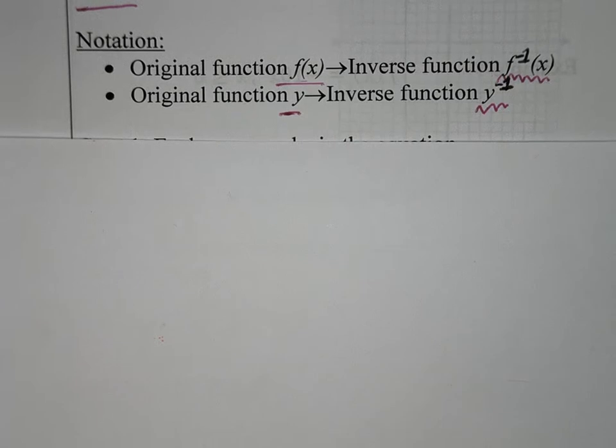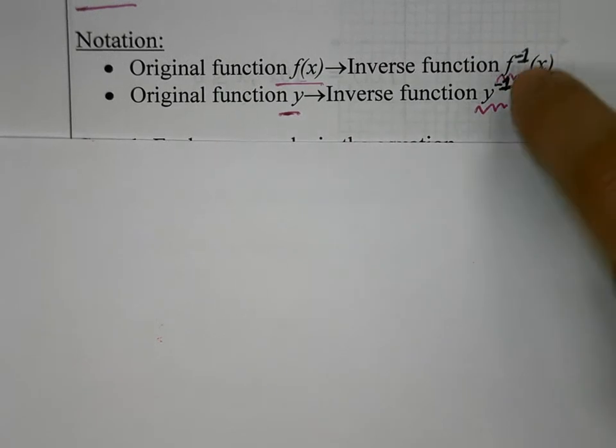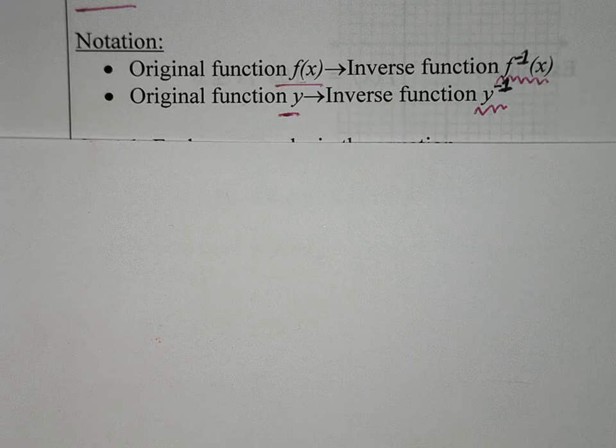So anytime you have an inverse, you use a -1 exponent to indicate that it's the inverse function. Okay? So it's a new type of notation. I know the exponents come out small.